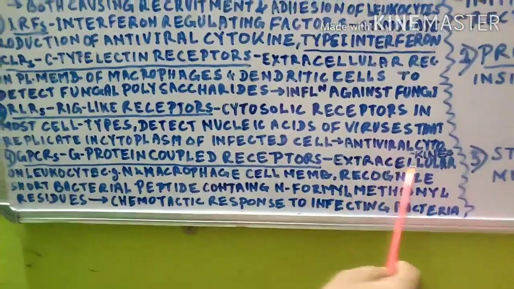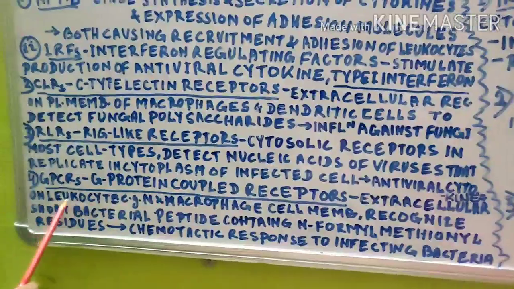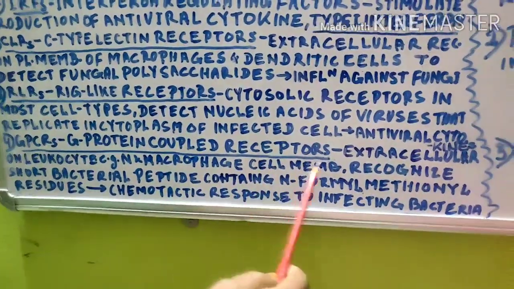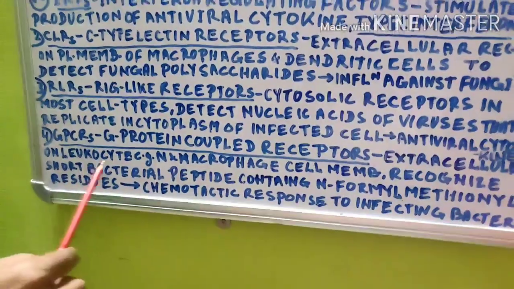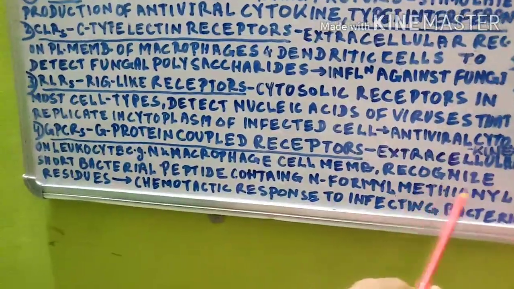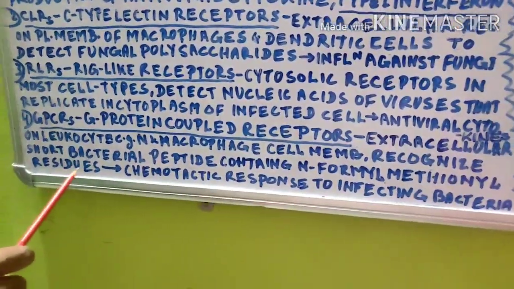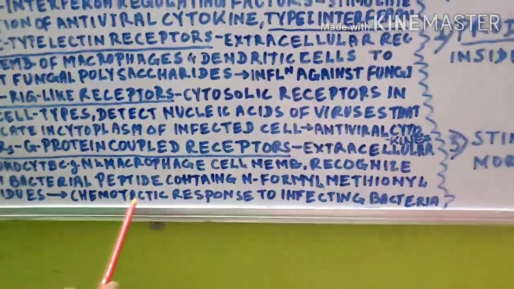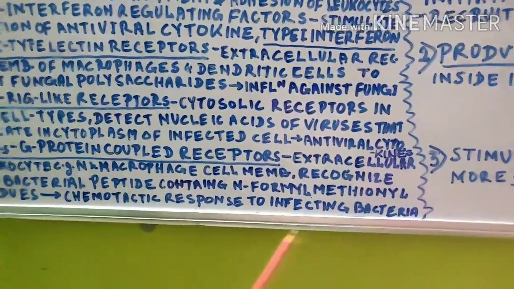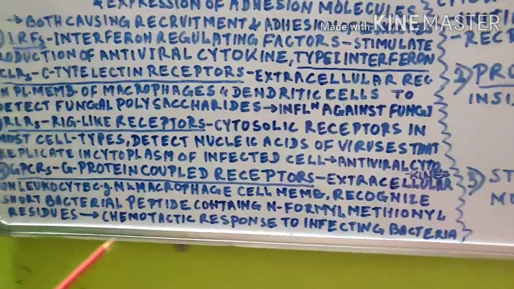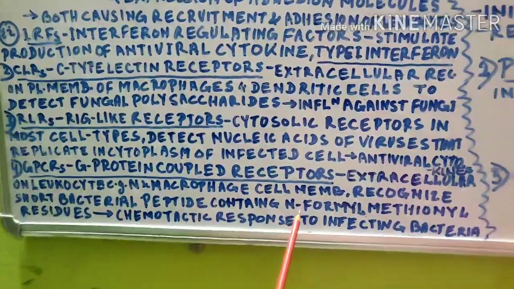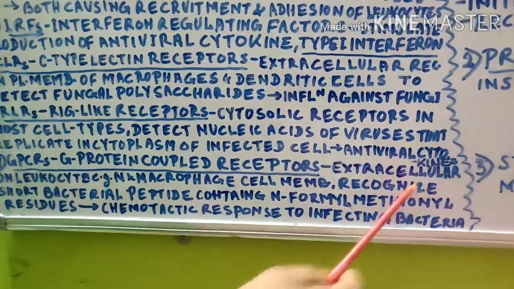Now the next receptor is the GPCRs, that is G protein coupled receptors. This is again an extracellular receptor, present on leukocytes, for example the cell membrane of neutrophils and macrophages, and it recognizes short bacterial peptides containing N-formyl methionine residues. After recognition and interaction, it results in a chemotactic response to infecting bacteria. The chemotaxis, you already know, is done by the neutrophils and monocytes, and these go into the infected area to deal with the bacteria.